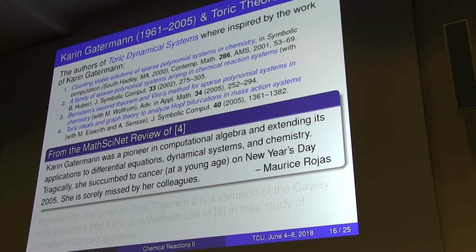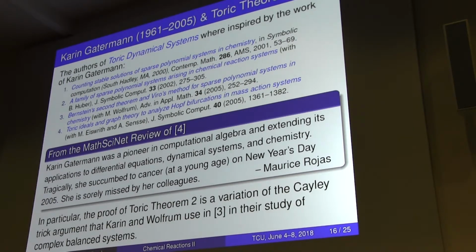And what I'm going to show is just some of the stuff she brought to the table. For example, just one quick thing: I mentioned Toric Theorem 2. It turns out the proof uses a variation of the Cayley trick, and that's a trick that Karen and Wolfram use in the third paper in their study of complex valence systems. And so, we'll see that some very contemporary ideas of people thinking about chemical reaction networks are definitely in her papers.